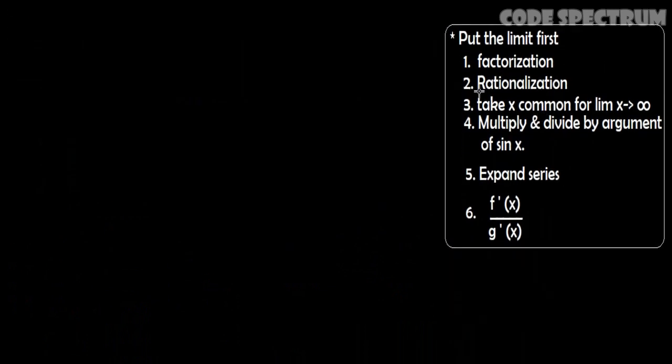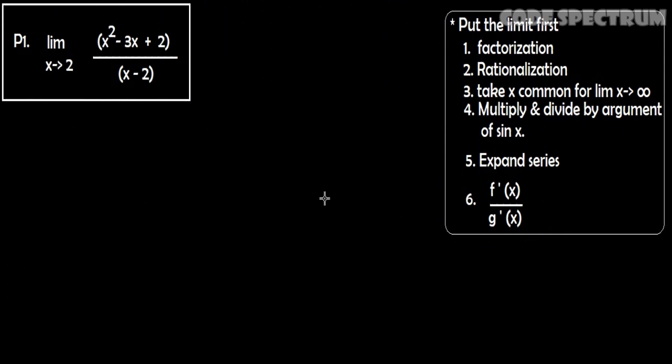Let's take the first problem. In this problem, firstly we need to put the limit first, and if you put the limit, the numerator will become 0 and the denominator will become 0 again. In such a case, if you see the numerator, you can factorize it. So you can write like this. Now if you notice, x minus 2 will be cancelled from numerator and denominator.